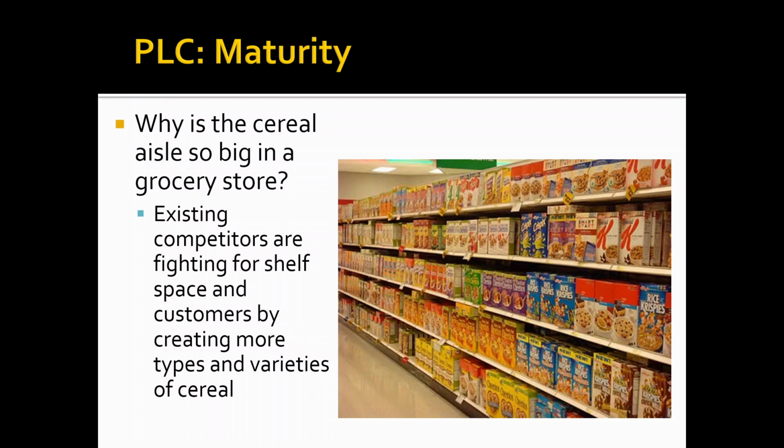Think about a cereal aisle in a grocery store. It's not really a lot of new companies or even really new types of cereal. It's more varieties. Competitors are fighting for shelf space. The more shelf space they have, the less shelf space for their competitors.